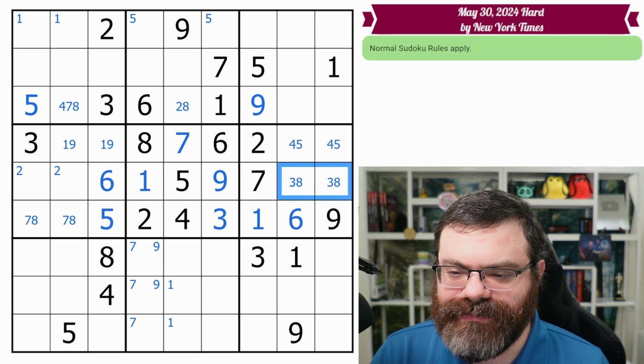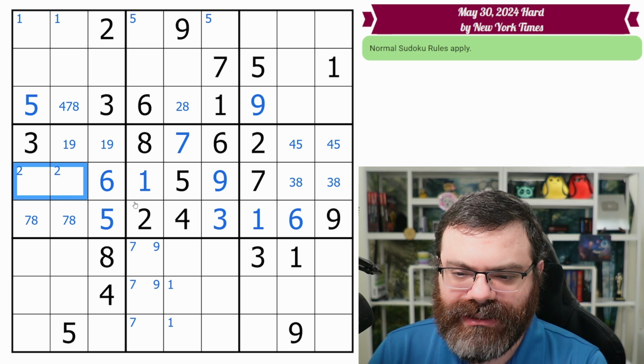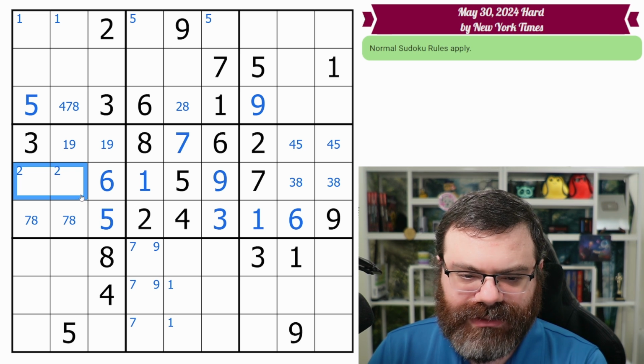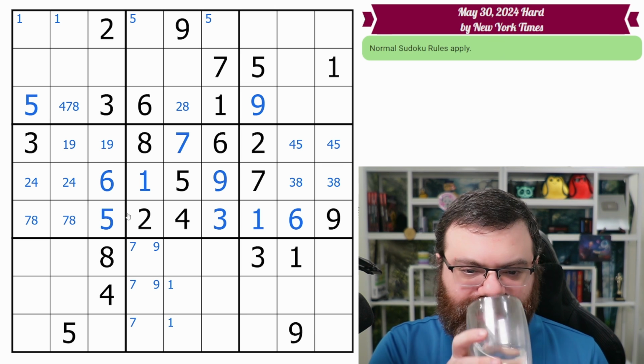All right, so we'll just redo. So now this is reduced to a pair as well. The 2 and the 4, it looks like. There we go. So now we've just reduced this whole band to pairs.